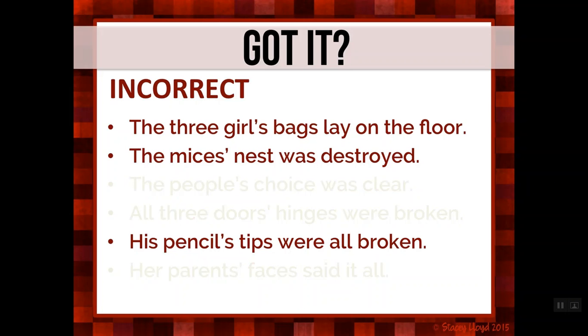Okay, the incorrect ones. The girls' bags. So it has to be an S for that, it's plural. So girls with the S, then the apostrophe after that. The mice's nest was destroyed. So mice is already plural. So mice's, it would be apostrophe S. And his pencils' tips were all broken. It's all his pencils. He broke them all. So pencils, plural, apostrophe after that.